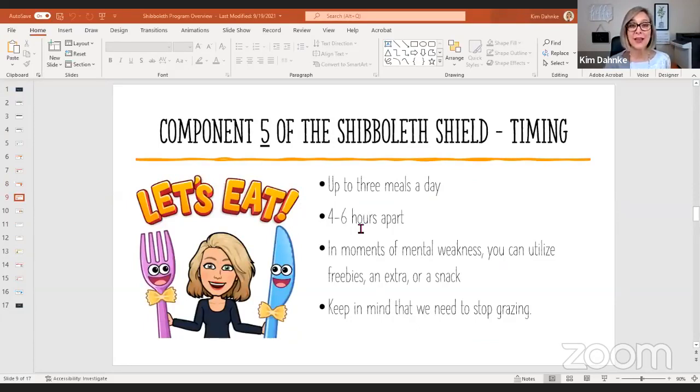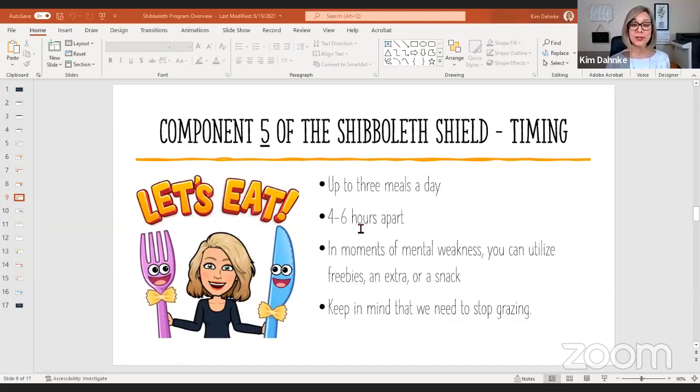Component number 5 of the Shibboleth Shield is timing. Now, components 1 through 4 need to be met in order for you to say that you've had a perfect day. Timing is therefore optimizing everything else that you do. Okay, I like to include how many meals you can have and what you can eat in this timing concept. So we're going to go over that right now.